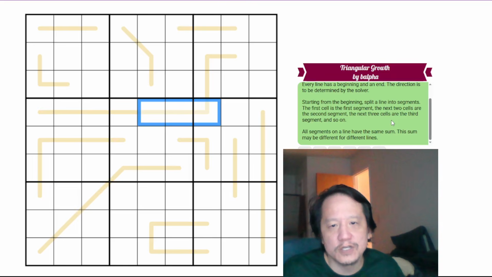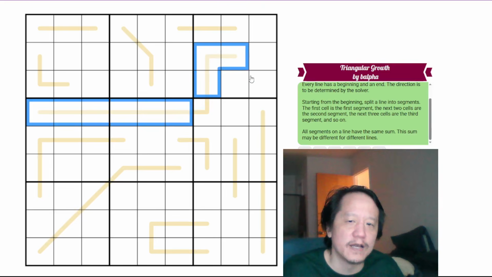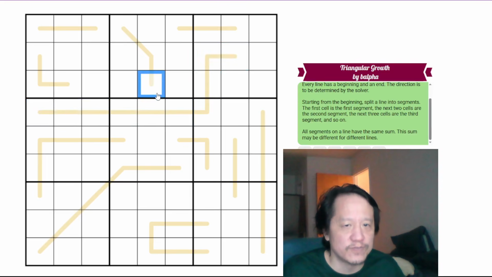The first cell is the first segment. The next two cells are the second segment. The next three cells are the third segment. And then we have 4 cells, which must be the fourth segment. And that's for any line. All segments on a line have the same sum, and this sum may be different for different lines.